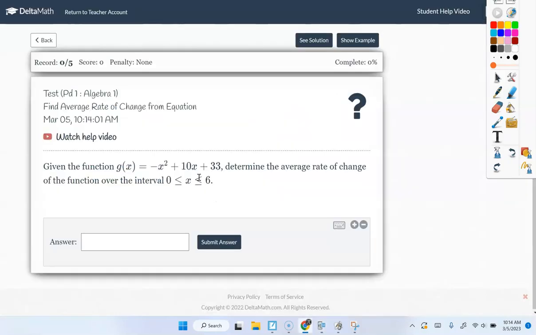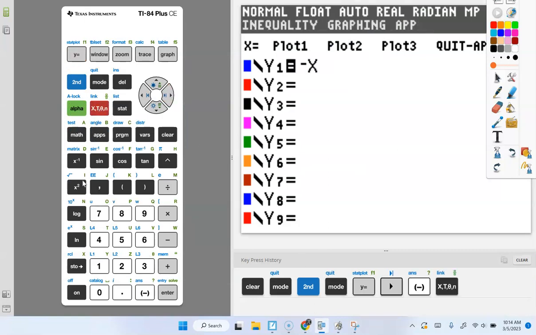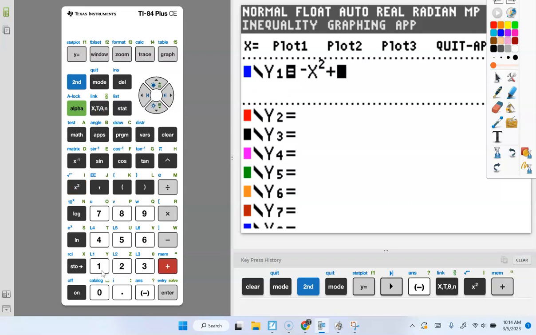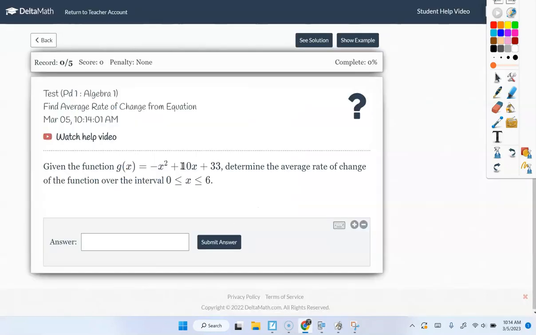So negative x squared plus 10x plus 33. Let's take a look. Did I write that right? Negative x squared plus 10x plus 33. Yes. So what we're going to do now is find the points that have an x value of 0 and an x value of 6.